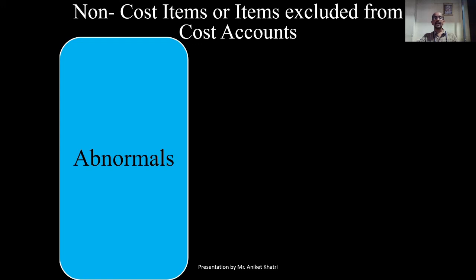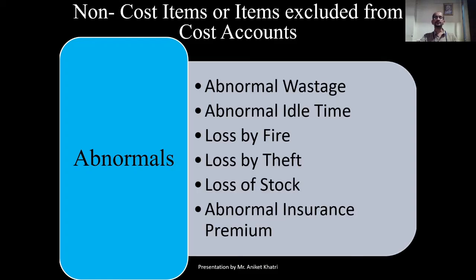And the last one is abnormals. So these abnormalities are also excluded. What are these? Let us see. Abnormal wastage, abnormal idle time, loss by fire, loss by theft, loss of stock, abnormal insurance premium. These are all expenditure of a purely financial in nature, and they are excluded from the cost sheet or cost accounts.